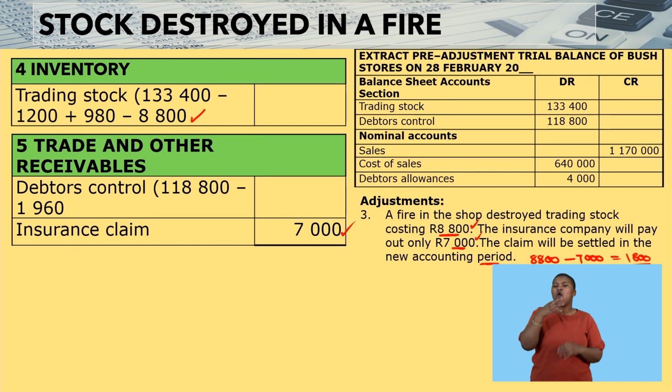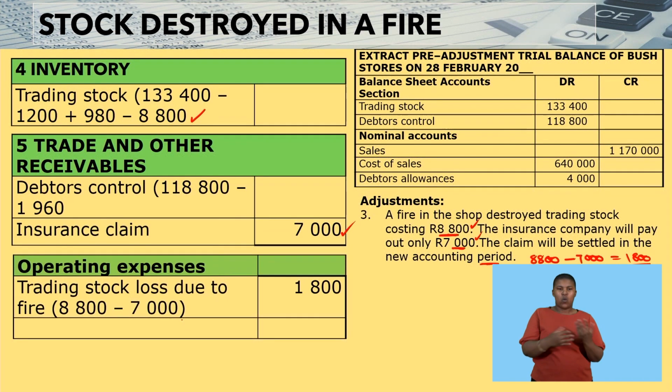It is our loss. So we then go and record it in the statement of comprehensive income. In the statement of comprehensive income, we record it now as trading stock loss due to fire. So we'll say the 8,800, which is the cost of the stock, minus what the insurance company is covering. Whatever is not covered, therefore, becomes our loss of stock due to fire.